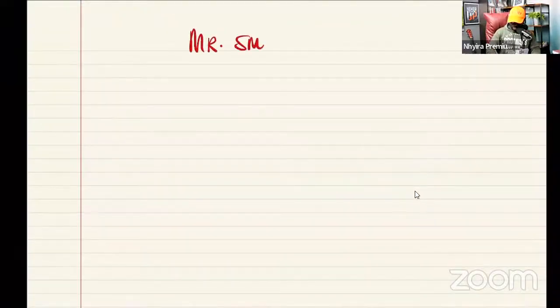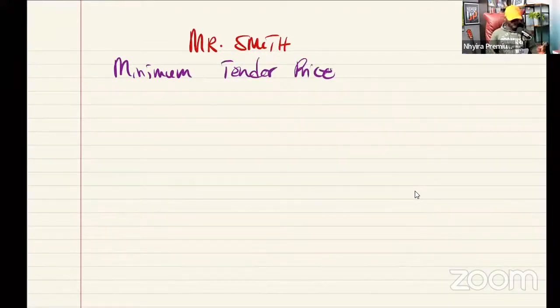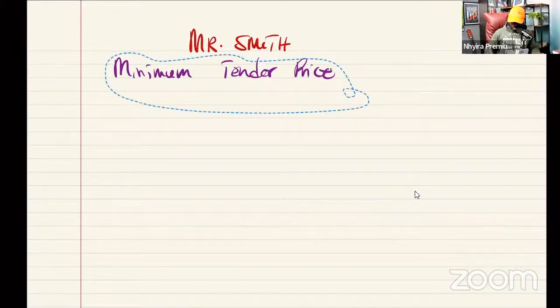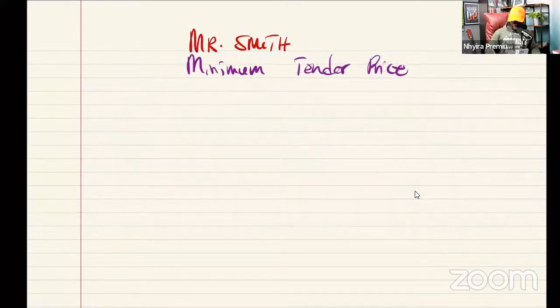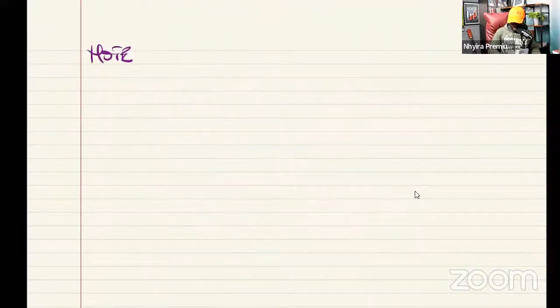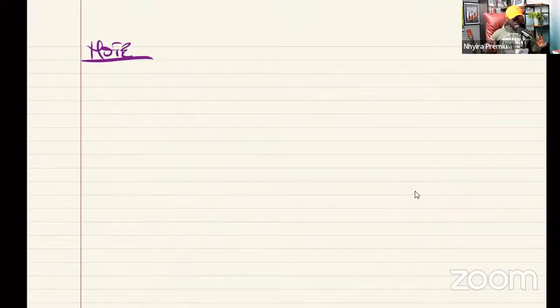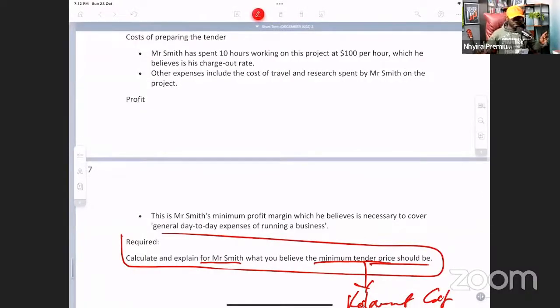So let's go. Put the name up. Mr. Smith, minimum tender price. We're going to shift this into the middle a little bit. And you know the pro forma, how we go about it. Dollars, and we're going to have our notes here, because if you remember, the question said you should calculate and explain. So it means that the note is going to be important.